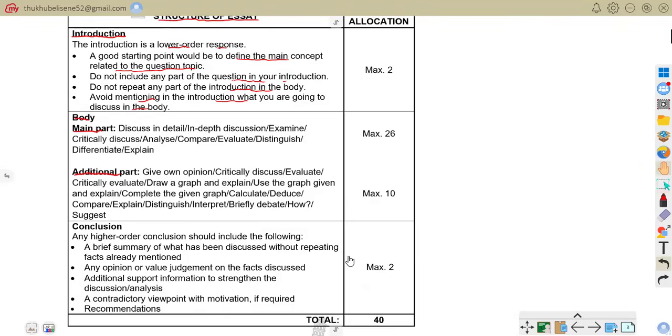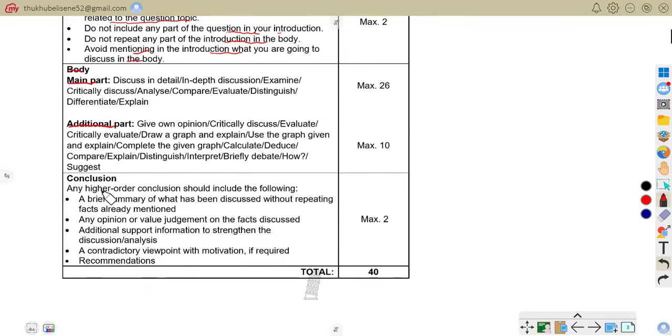Also make sure that your essay has a conclusion. You're not talking about a higher order conclusion, and it should include a brief summary of what has been discussed. But don't repeat the facts that are already mentioned in the body. That is very important. Any opinion or value judgment of the facts is discarded. Additional support information to strengthen the discussion or analysis. A contradictory viewpoint with motivation is required. Also, you can give recommendations. So let us move on.